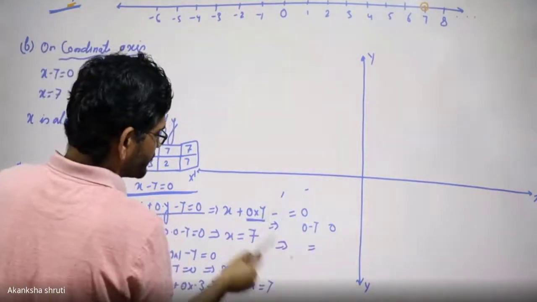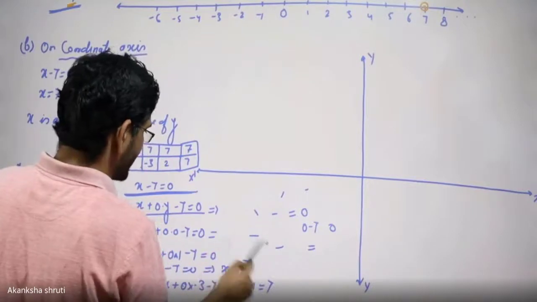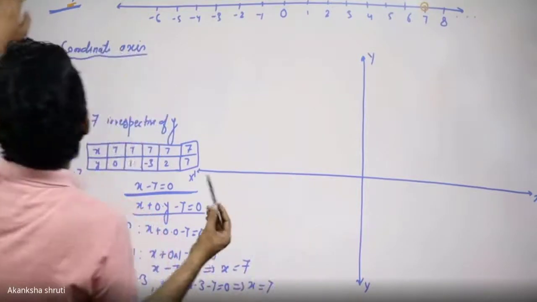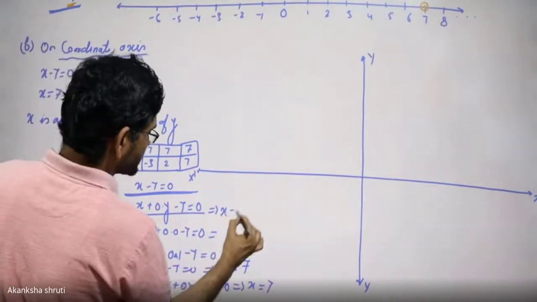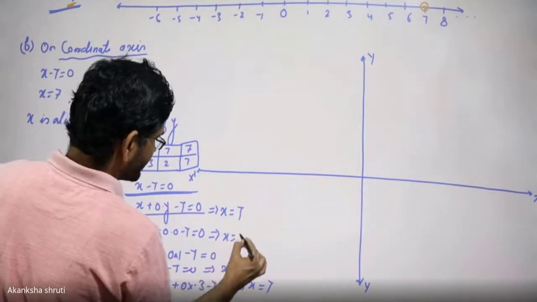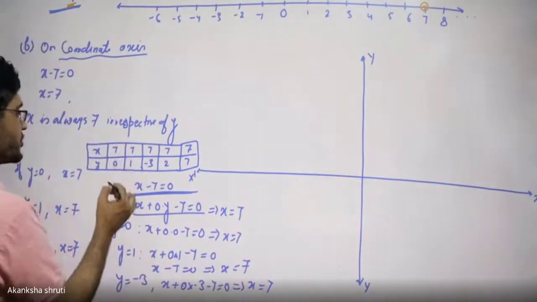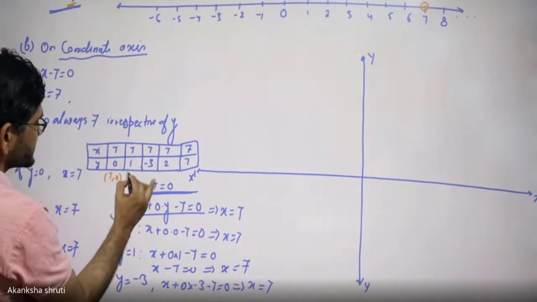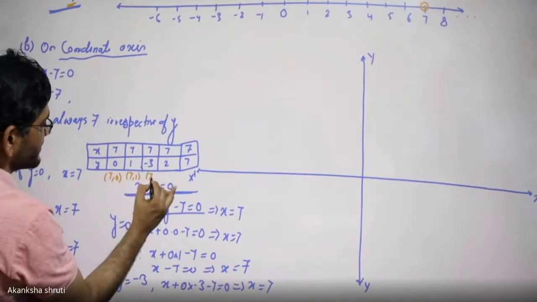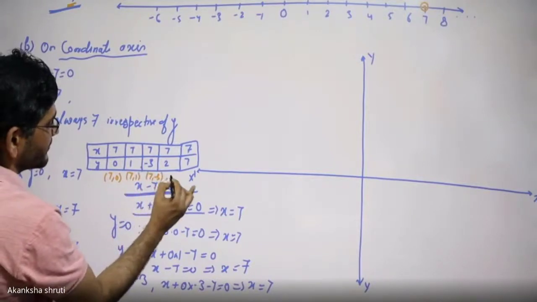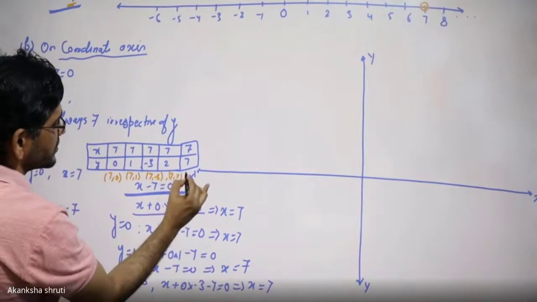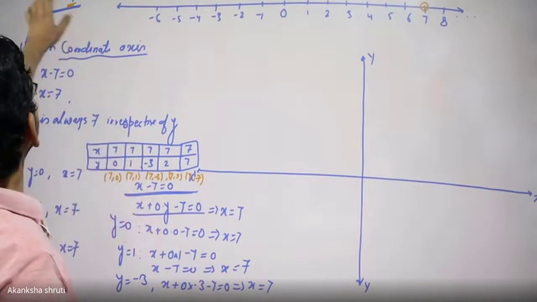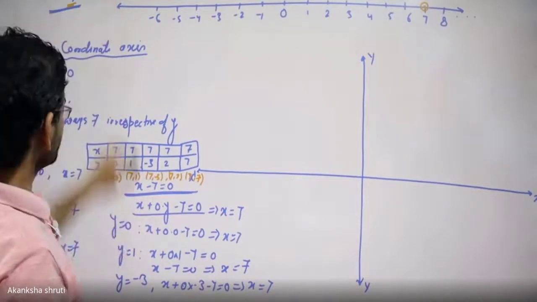So these are the few values or few solutions that we have collected. Students, in all these cases, we are getting that x value is always 7. What are the points? The coordinates can be 7, 0; 7, 1; 7, minus 3; even 7, 2; 7, 7. So we have to substitute these points. Students, let us substitute it.